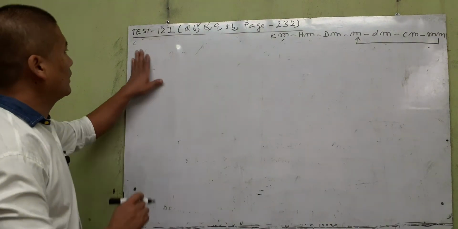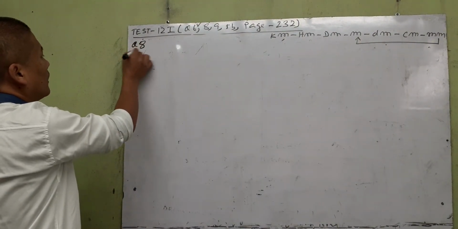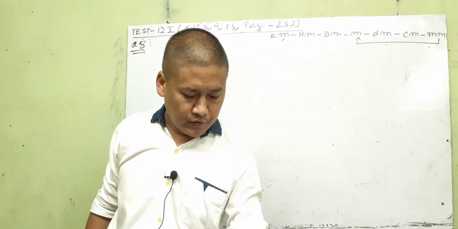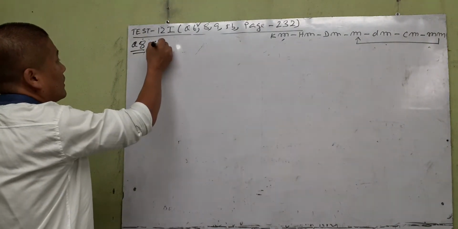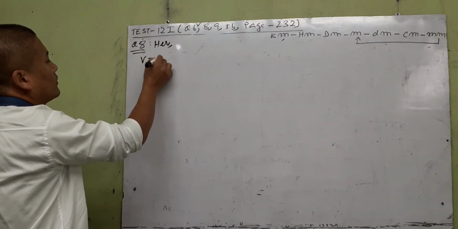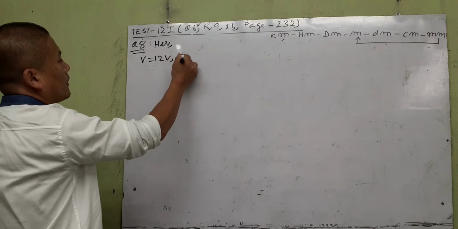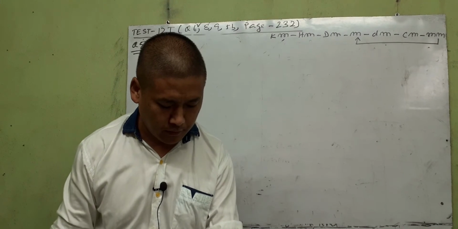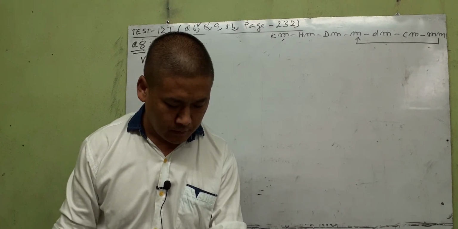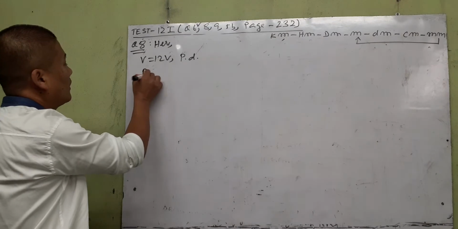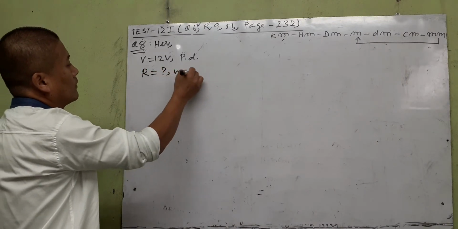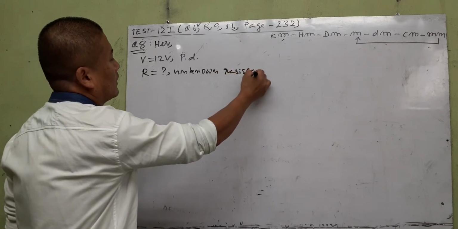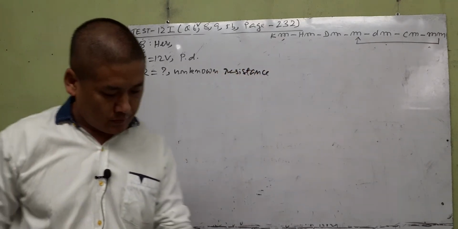Okay, so the next question here, question 8, page 232. Go to your text. Let me read the question. When a 12-volt battery, so let's just start reading here. V is equal to 12 volt, the potential difference, is connected across an unknown resistance. So unknown resistance is R, the resistance that we have to calculate, I think.